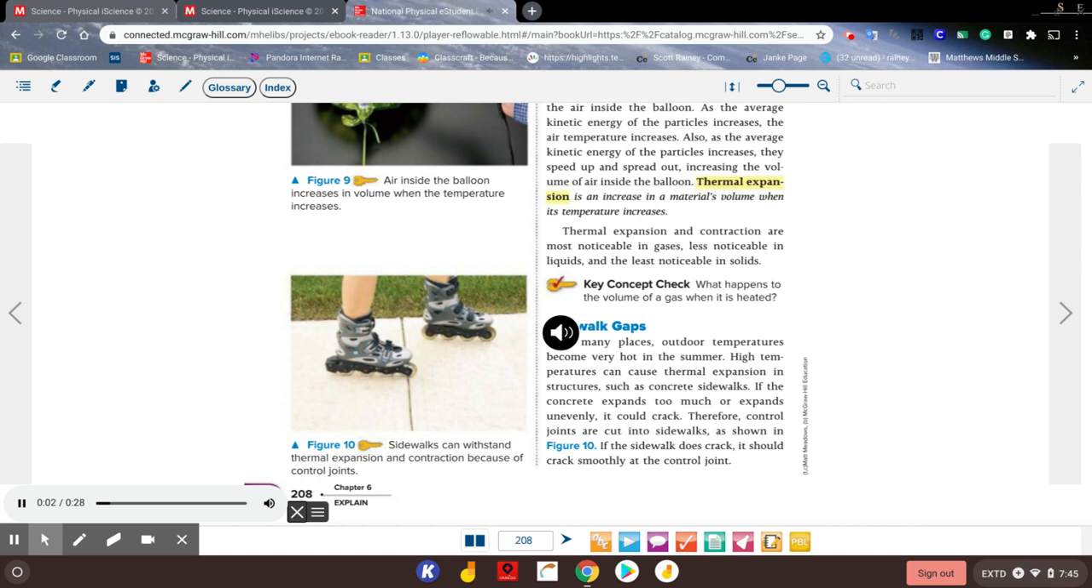Sidewalk gaps. In many places, outdoor temperatures become very hot in the summer. High temperatures can cause thermal expansion in structures such as concrete sidewalks. If the concrete expands too much or expands unevenly, it could crack. Therefore, control joints are cut into sidewalks, as shown in Figure 10. If the sidewalk does crack, it should crack smoothly at the control joint.